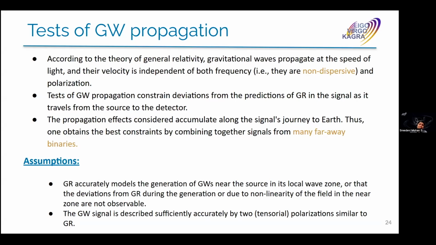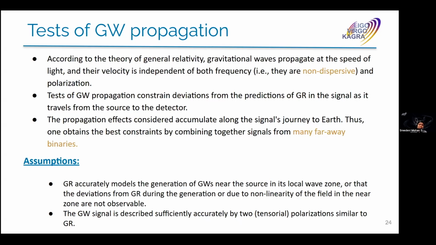Any such deviations considered will be accumulated over the distance through which the gravitational wave propagates, which means we will get the best constraints from the events which are very far from us. We were very excited at this point because the GWTC-4 catalog contains many events which are at greater than 1 gigaparsec distance. Now, to justify the objectives of the test, we have made certain assumptions here.